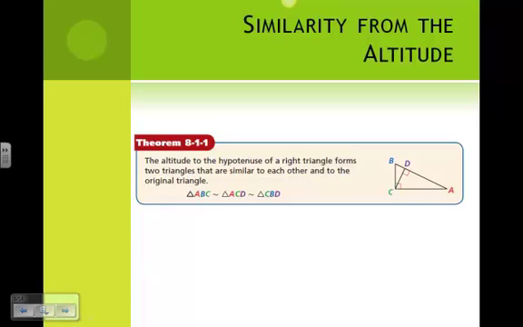Okay, so it says the altitude to the hypotenuse of a right triangle forms two triangles that are similar to each other and to the original triangle. And this is theorem 8.1.1. So this is just another instance of that happening. We drew the altitude from the right angle perpendicular to the opposite side. And you can see that triangle ABC is similar to triangle ACD, which is similar to triangle CDB. That's the similarity statement for those three.